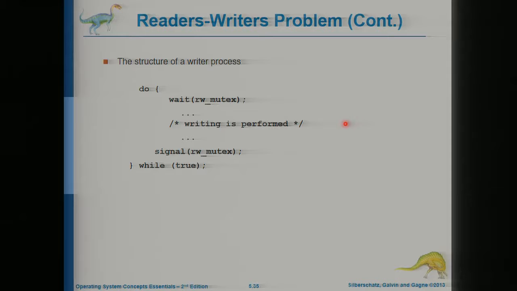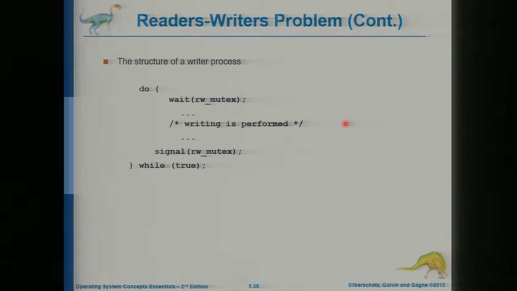So this is the writer's code, the writer's process. If you see, we are saying wait for read-write mutex. Since read count is not there, we are not using the normal mutex. We are only using a read-write mutex. So only the reader-writer mutual exclusion mutex semaphore is used. So wait for read-write mutex.